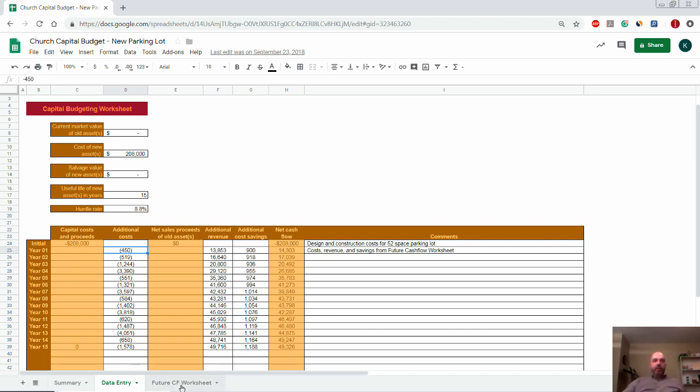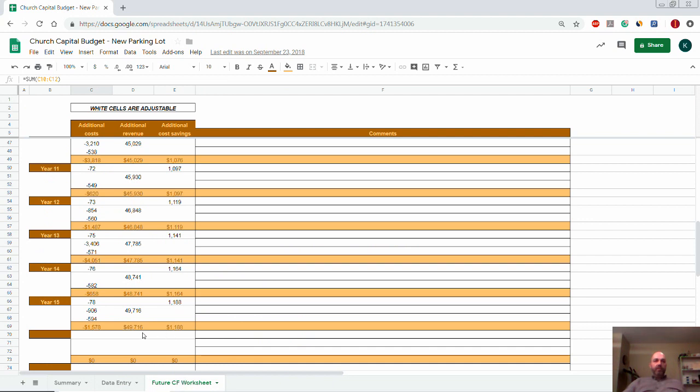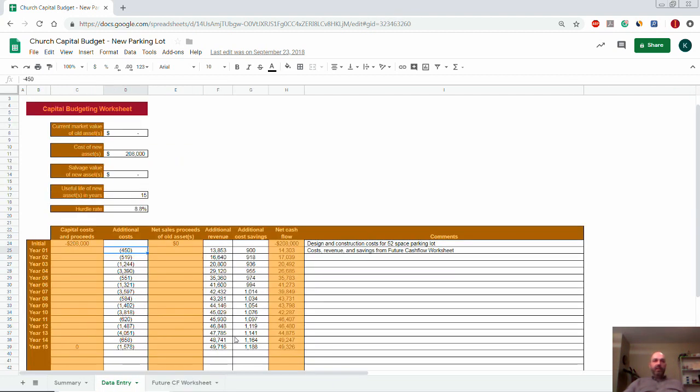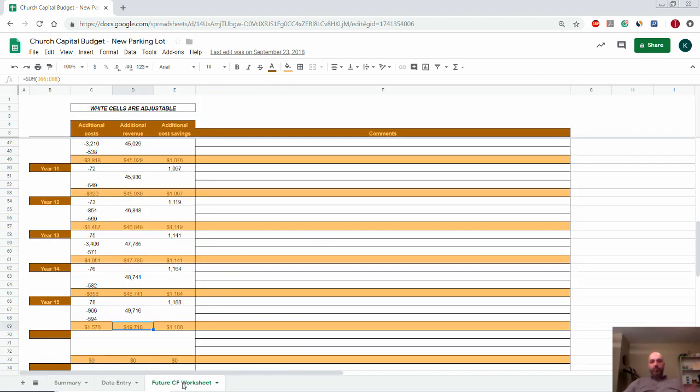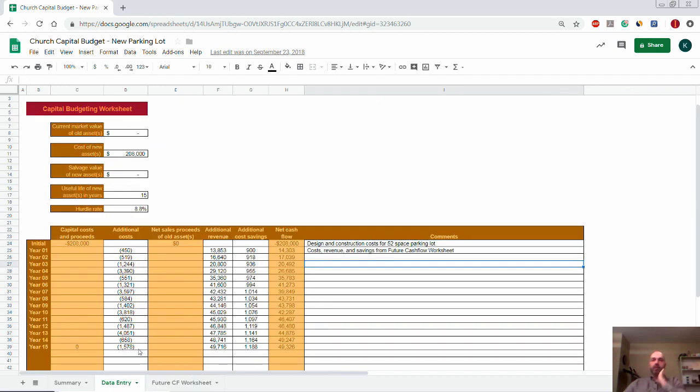So these amounts should tie into like 49,716 there last year, additional revenue. That should plug in here. I put in a couple comments here. There's room for that too on the data entry worksheet, but basically use this as a blank slate that will do the addition for you. I came up with some numbers that I was satisfied with, so I plugged them in here. So that's it on the data entry worksheet.